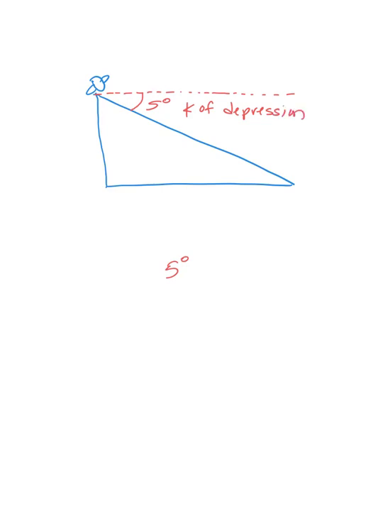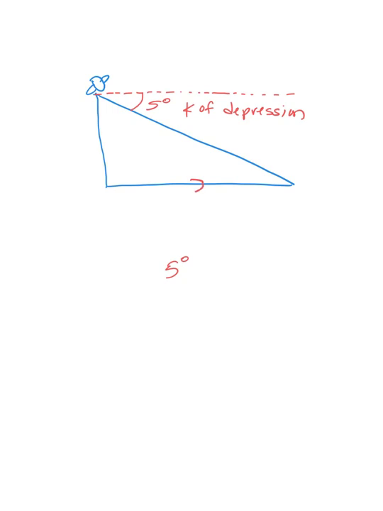Everybody get that? But that angle isn't inside the triangle, right? The one inside the triangle, those two would add up to 90 because that's a vertical and a horizontal. So it would be 85 degrees at the top. But the angle of depression would be 5. Everybody understand that?